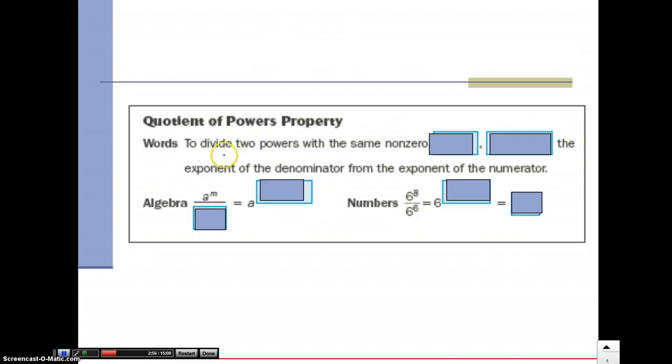The quotient of powers property says that when you divide two powers with the same non-zero base, you subtract the exponents. So when you multiply, you add. When you divide, you subtract. So like a to the m power divided by a to the n is a to the m minus n. Just like 6 to the 8th over 6 to the 6th, we have 8 minus 6. Keep the same base of 6, so it's 6 squared. Again, there is no need to solve this. We don't need to evaluate it. Just leave it as a power.